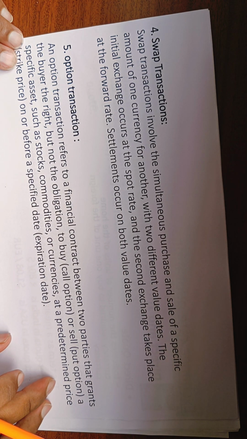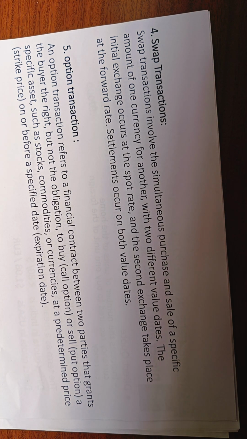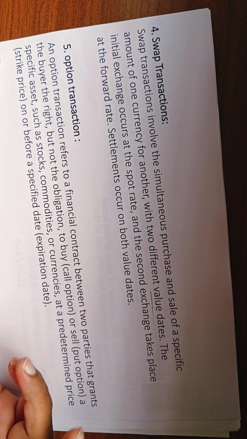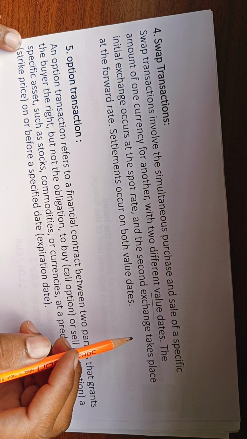So the fourth one is swap transaction. Swap transaction is nothing but simultaneous purchase and sale of a specific amount of one country's currency for another country's currency. Simultaneously we do the transaction. Immediately we exchange the purchase or sale of two country currencies with different value dates. That's very simple. So the last one is option transaction.